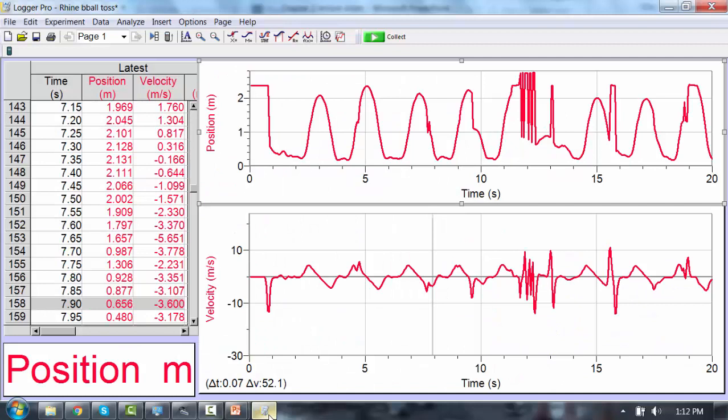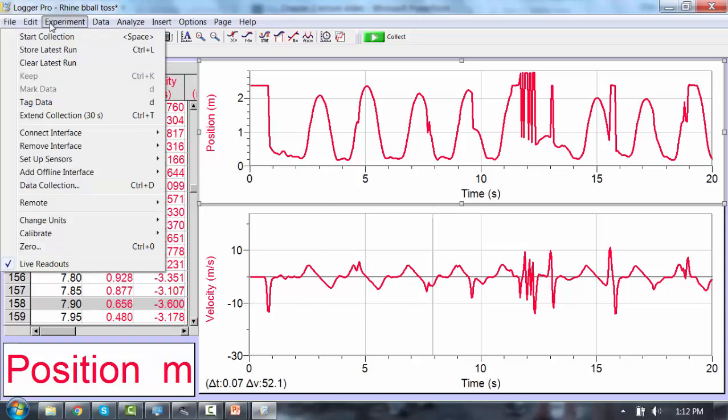So here's the Logger Pro data we collected for this exercise. Just an overview of Logger Pro. Basically, the sensor is plugged into the USB port. We were using the sonar sensor. And as soon as I plugged it in, it automatically set up a position and a velocity graph for us to use.